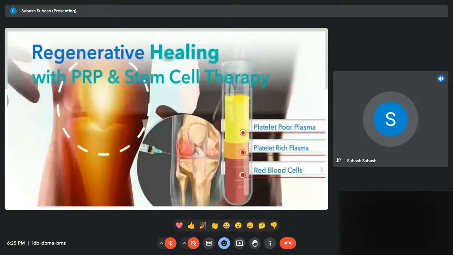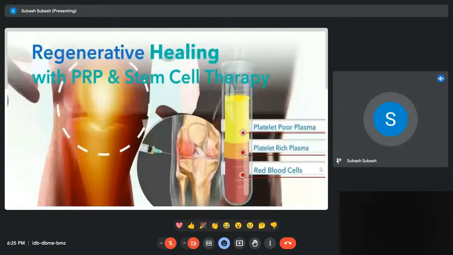So what are the other options we have? In the early stage of osteoarthritis, most people have arthritis in one compartment, not on both sides. That's how they start. And that is what you can see in the picture.